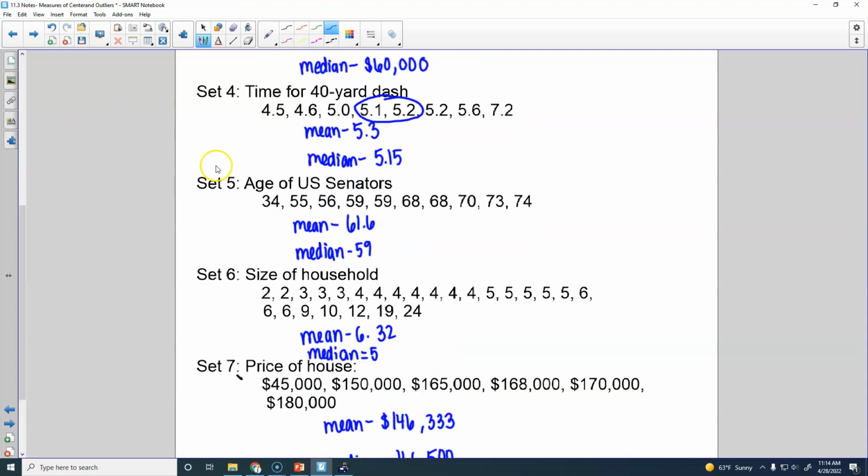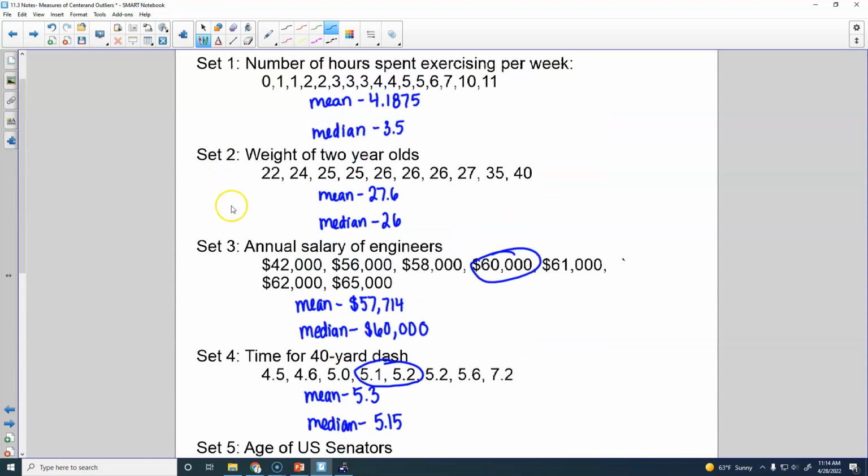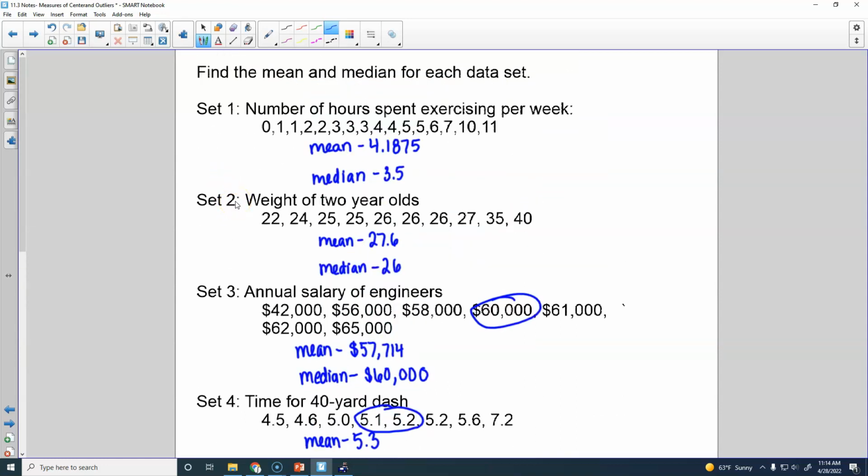Okay. All right. So here's what I want us to do. I want us to think about each data set. Whenever we have data sets, we might have what we call outliers, numbers that are a little higher than what we would expect or a little lower than what we would expect. So if we look at that first set, do we have any that might be kind of outliers, kind of higher than normal?